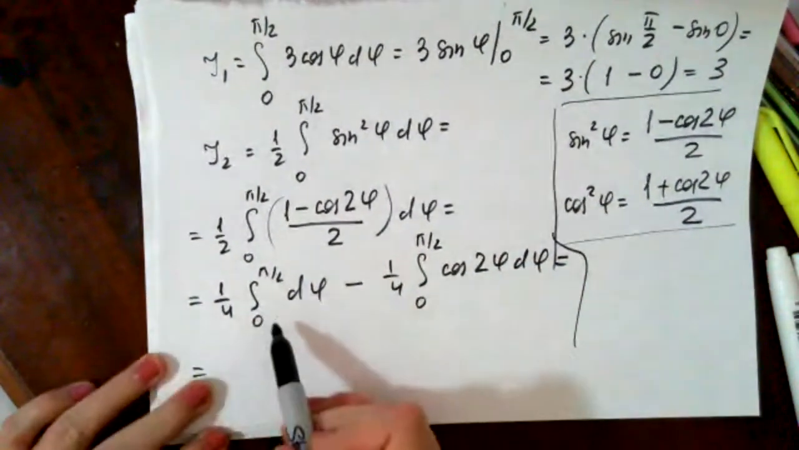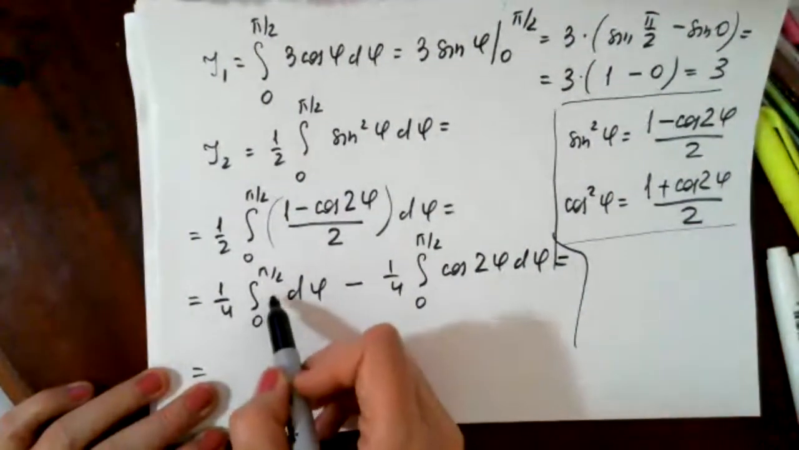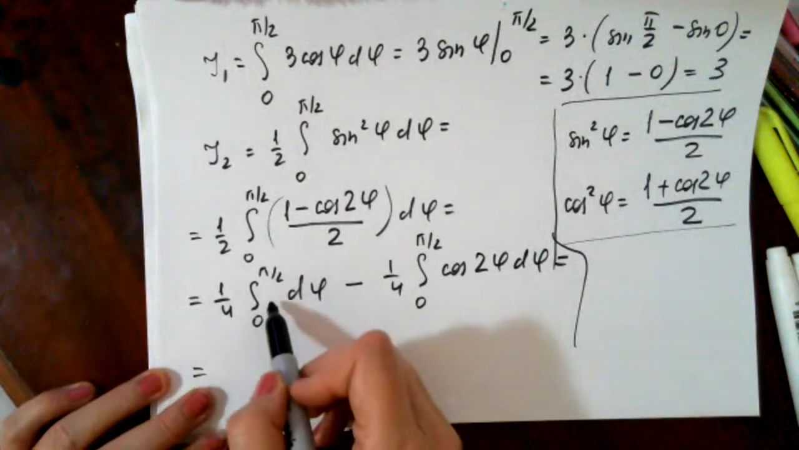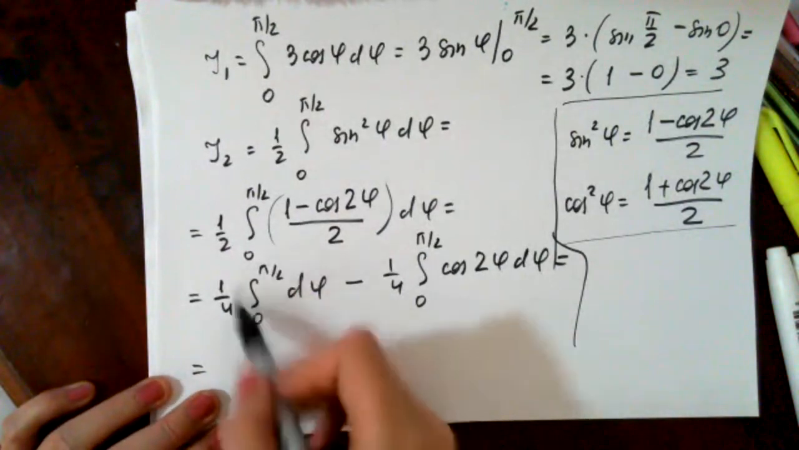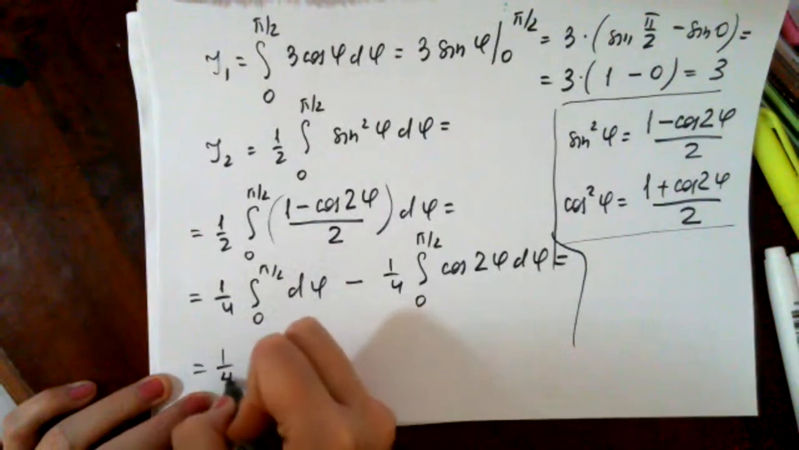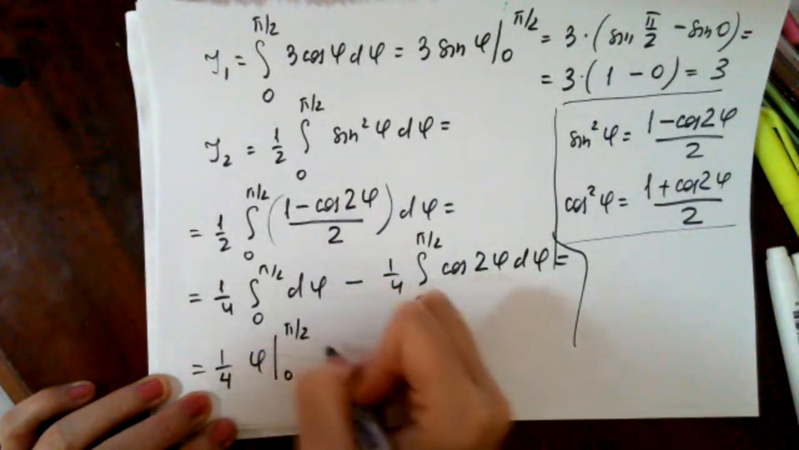So the first integral is super easy. It looks like an integral of nothing. It's actually not nothing. There is a function 1 here, but it is a convention among mathematicians not to write this 1. So it's just phi. So it will be 1 over 4 phi with vertical bar from 0 to pi over 2.